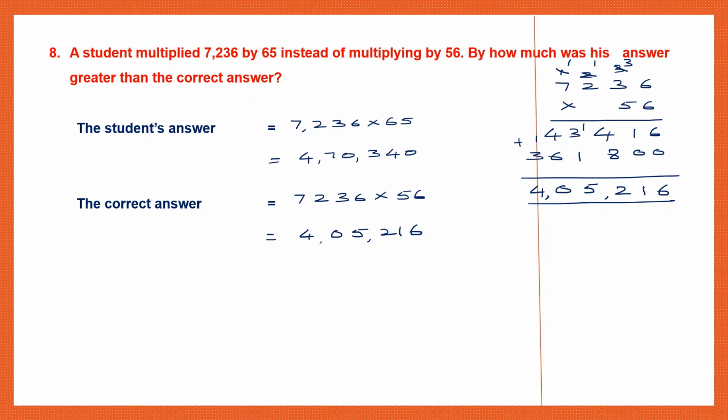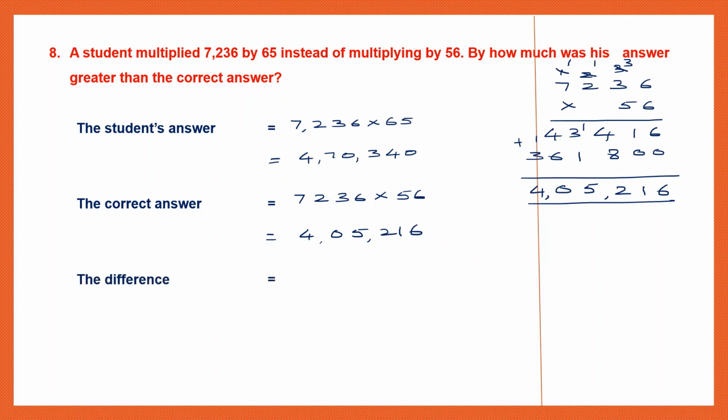4,05,216. Now here, what are we asked to find? By how much was his answer greater than the correct answer? So this is his answer. This is the correct answer. And you can see that his answer is greater. By how much was it greater? We have to subtract the two. We have to find the difference between these two answers.